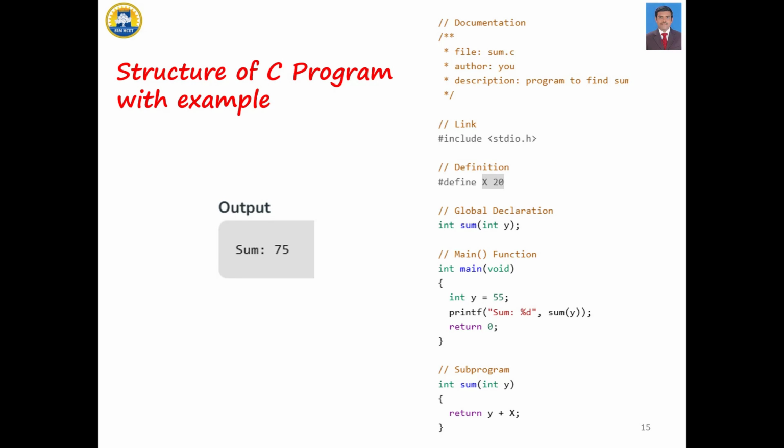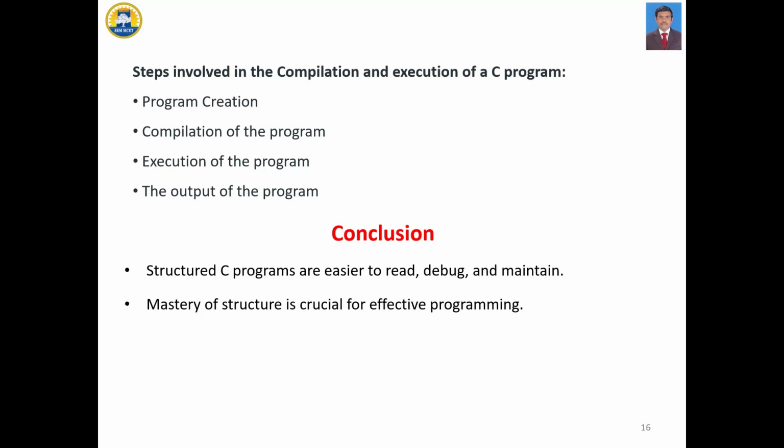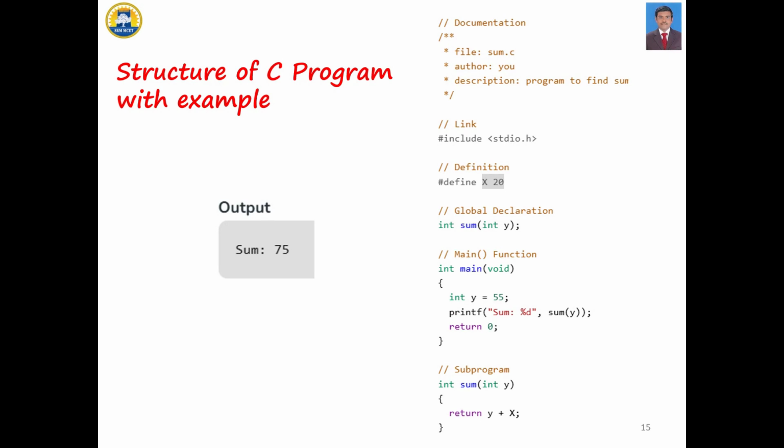Here in this program, x is already defined as 20, and y is defined in the main section, y equal to 55. We can give y as input also. Here in this program y is defined as 55. In this program the sum function is called in the main function. So the sum is y plus x. y is 55, x is 20, 55 plus 20 is 75. So the output of this program is sum is 75.